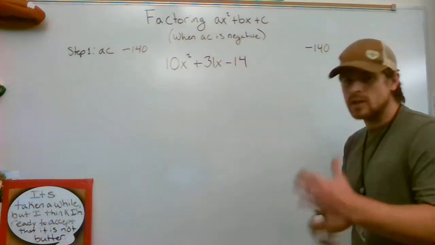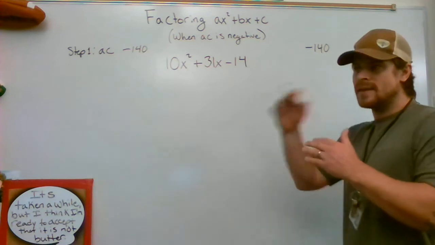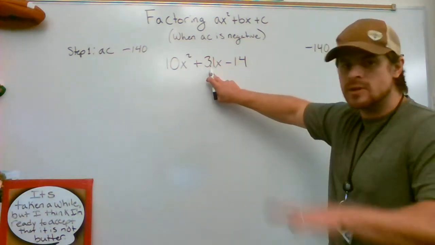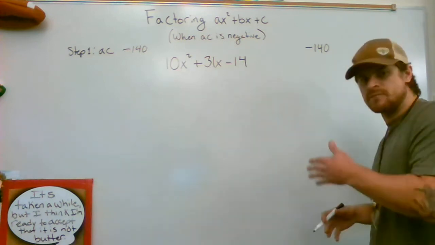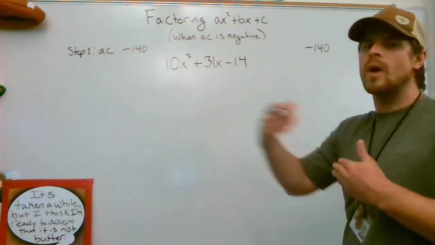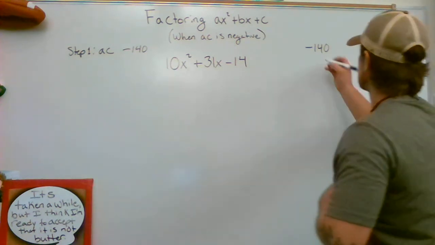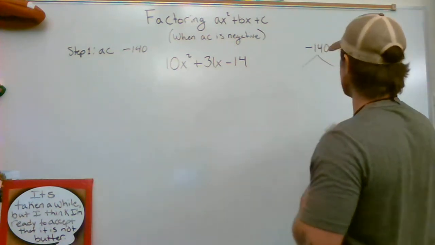Or once you get good at this skill, when you find the one that you know is going to add up to the middle term of 31, you can just stop there. But for this video, I want to list them all out and show you why the one I'm going to use is the proper one. So what are my factors of negative 140?